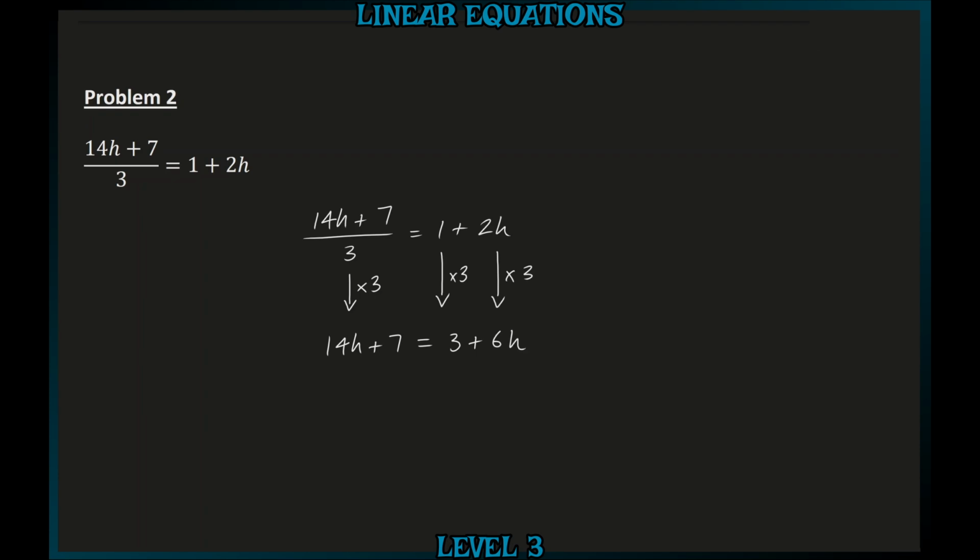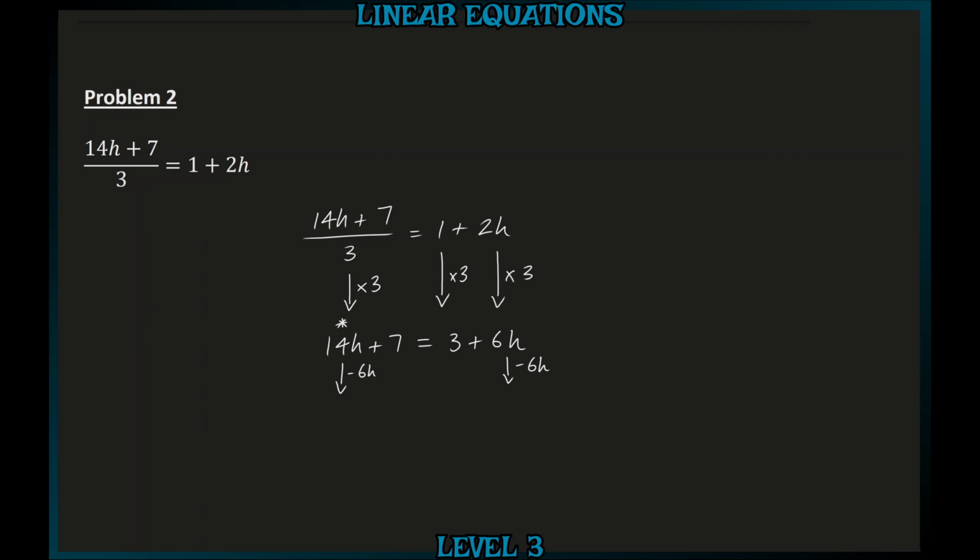Now since we have unknowns on both sides of the equation, we're going to collect them on the side where we start with the most, and in this case, that's the left-hand side. So we want to remove the 6h from the right, and we do this by using its inverse, which is minus 6h, and do exactly the same on the left.